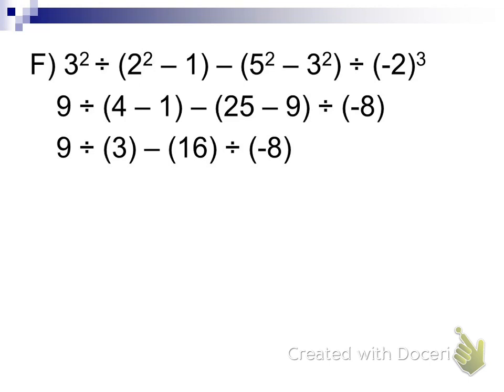And then we have to do multiplication and division from left to right. So up here, 9 divided by 3 is 3. Can't do the subtraction yet, so keep the minus sign. 16 divided by negative 8 is negative 2. And then what's minus a negative? It's like a plus. So this is like 3 plus 2, which is 5. Any questions?